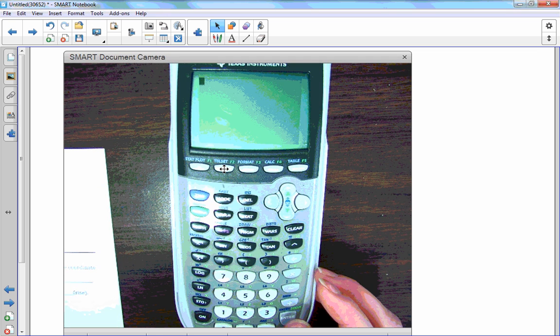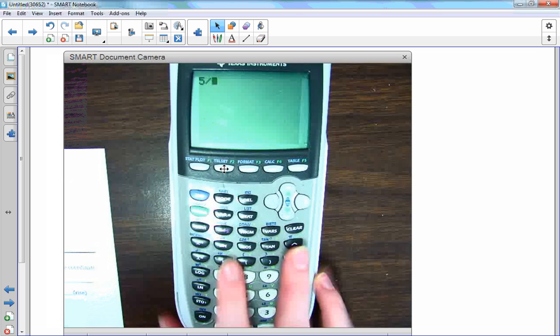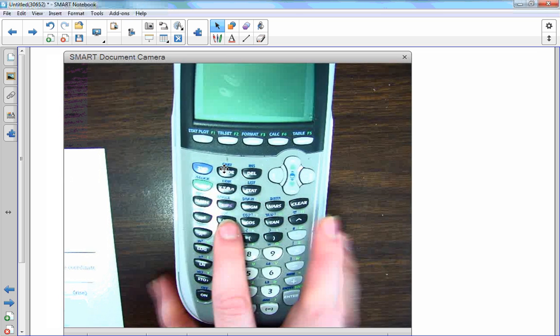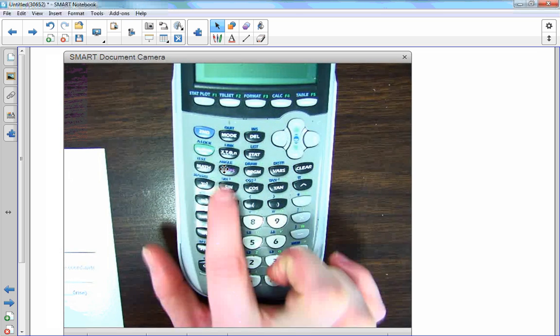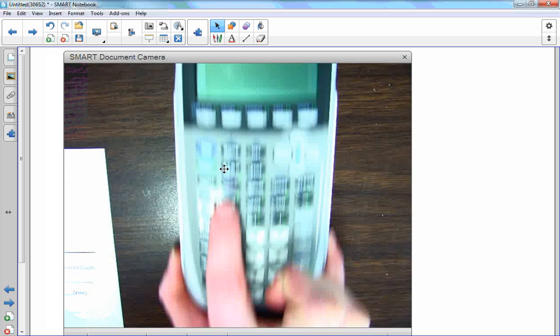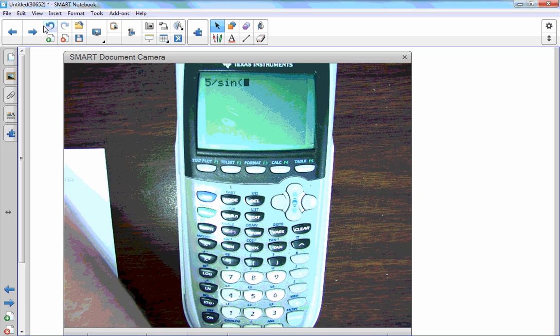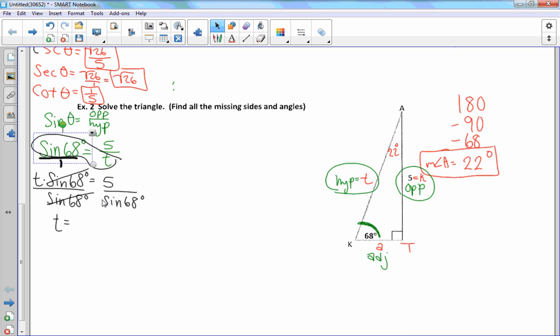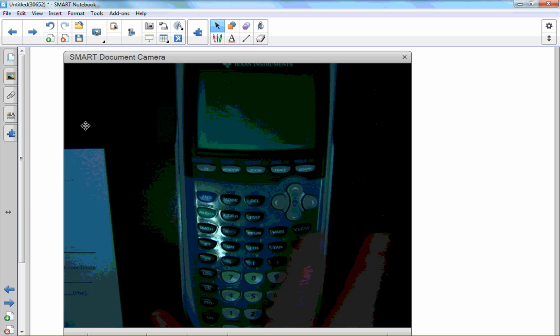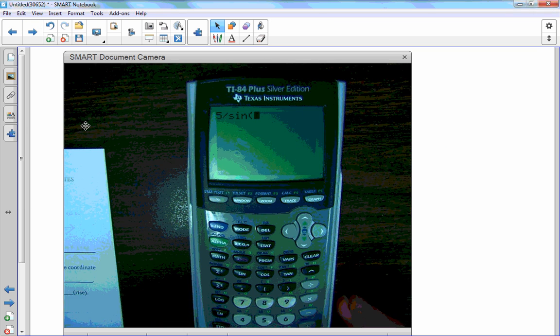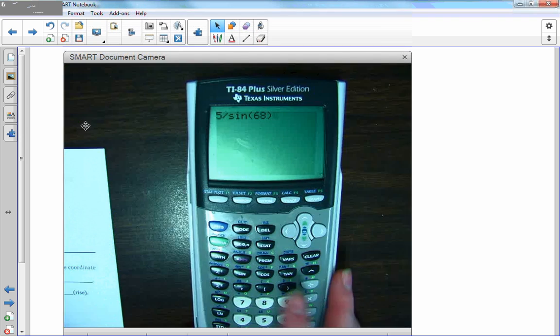I forgot what it was. Was it 5 divided by... you see the sin button? Above the 7, there's a comma, and then there's sin. Is it 5 divided by sin 68? Is that what we need? Okay, 5 divided by sin 68. You don't need to put a degree sign.